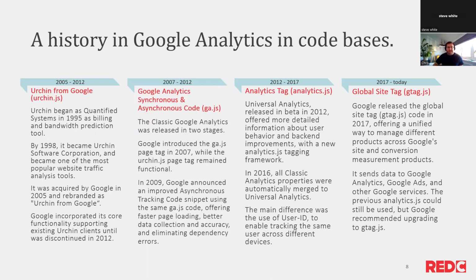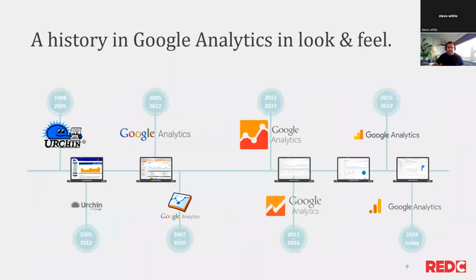You then got Google Analytics synchronous and asynchronous code, the analytics tag, and the one we're probably most familiar with is the global site tag, the G tag. Good thing with the G tag is if you have that on your site already, it's very easy to make the transition to Google Analytics 4. That's just a little visual representation for you as to how far it's come.